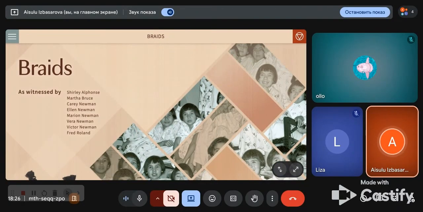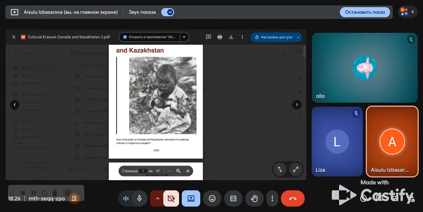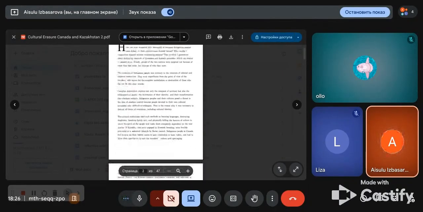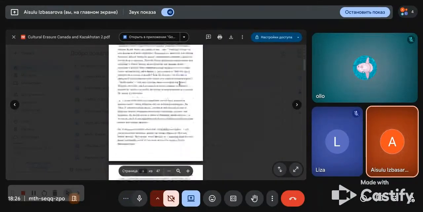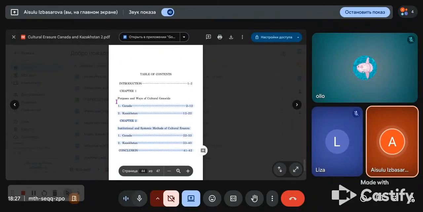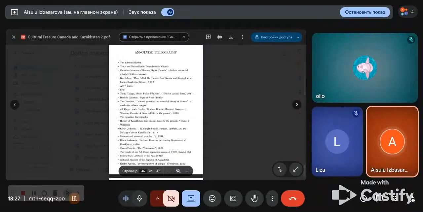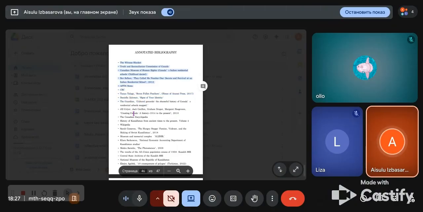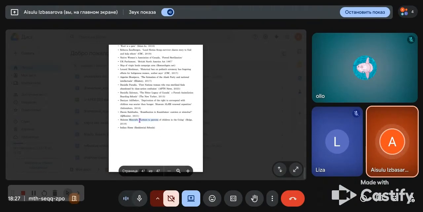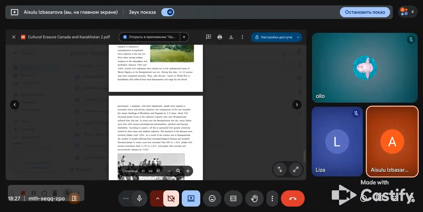Another source that I would recommend is, now I want to show you my book. This is a book that I wrote last year as part of my school project, and basically, the project that I was interested in. Here is the table of contents. We have 2 major chapters, which is purposes and ways that we talked about, and institutional methods of cultural erasure. I have a bunch of sources here that you can read. We have CBC, and we have some Russian language sources if you would like to read about. So that's basically it.